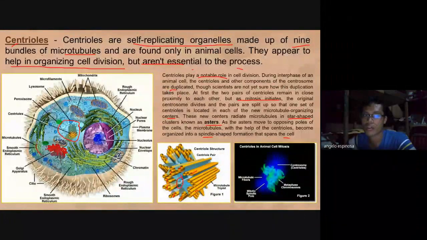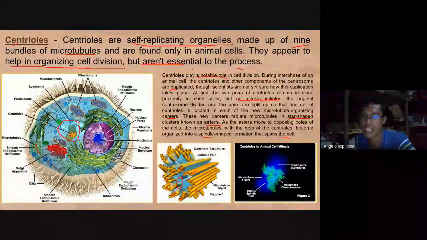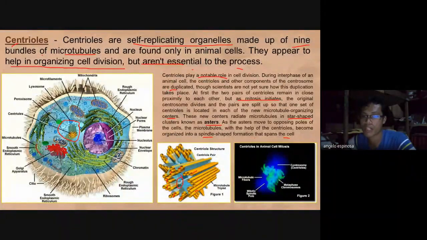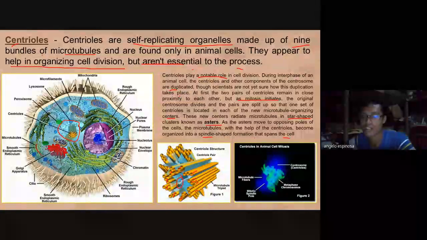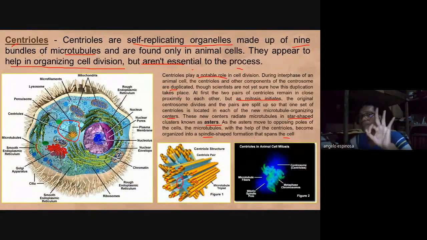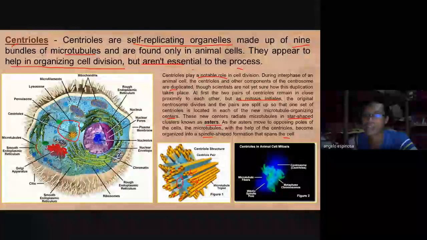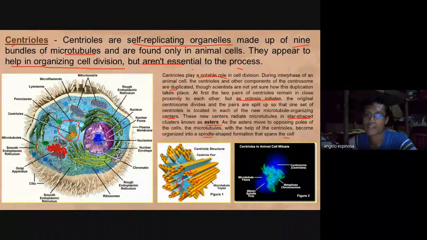So we know that a centriole is made up of 9 bundles of microtubules, and each bundle is a microtubule triplet. We have 1, 2, 3, so each bundle has 3 microtubules. They are composed of 9 bundles: 1, 2, 3, 4, 5, 6, 7, 8, and 9 bundles.